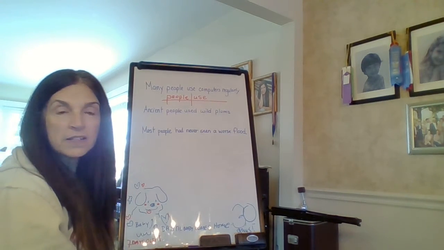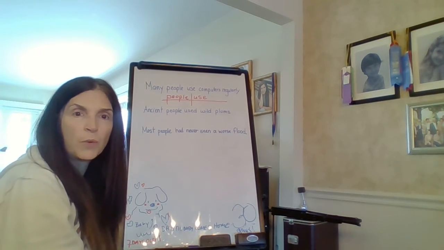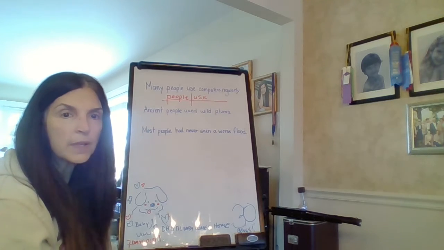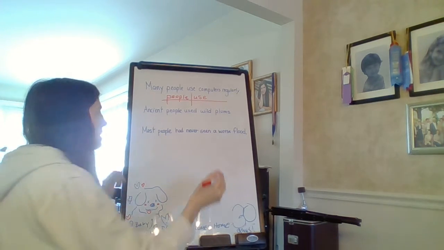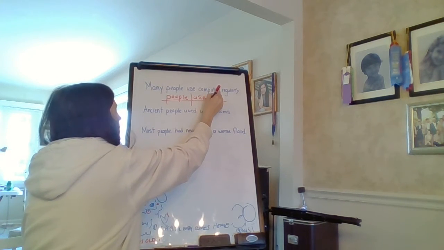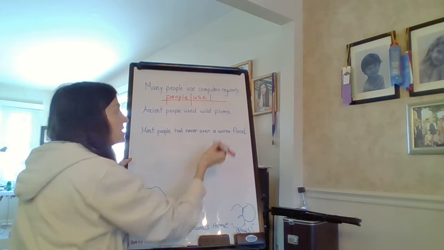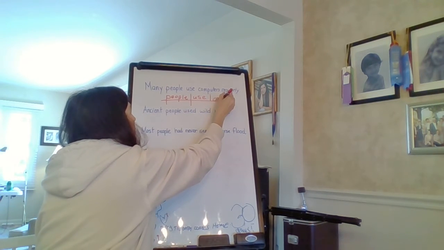And then the next part is to diagram the direct object. So what are they using? Use what? Computers. Computers, a noun? Yes, it is. We draw our line, it touches the baseline, does not cross, and we write computers.